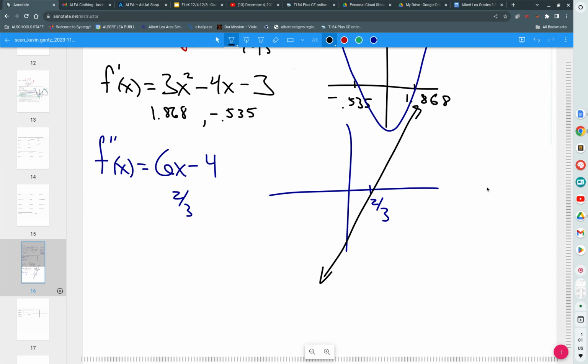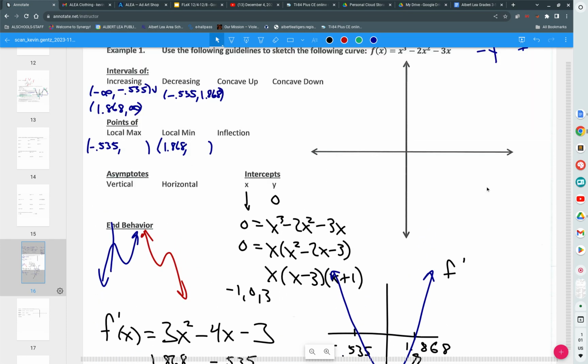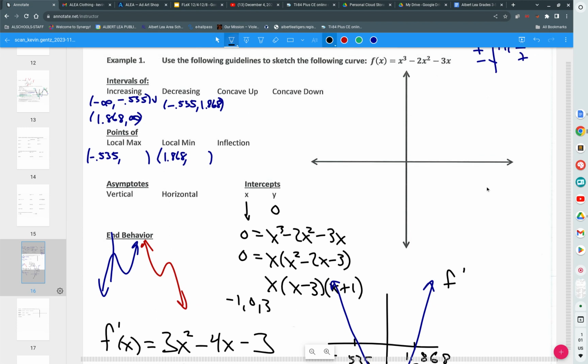Second derivative tells me obviously about my concavity as well as my inflection. So the concavity will be concave up from 2/3 to infinity, and concave down from negative infinity to 2/3. At what point do I have inflection? At 2/3.